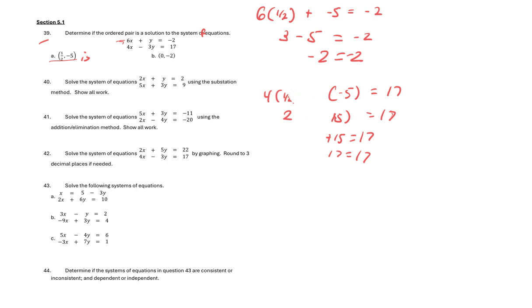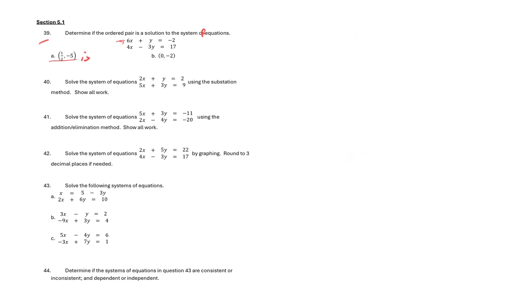The next ordered pair, we'll do the same process, plugging them into the x and y values to see if they are a solution. So 6 times 0 plus -2 is equal to -2. So 0 plus a -2 equal to -2. -2 equals -2. So it works for the first one.